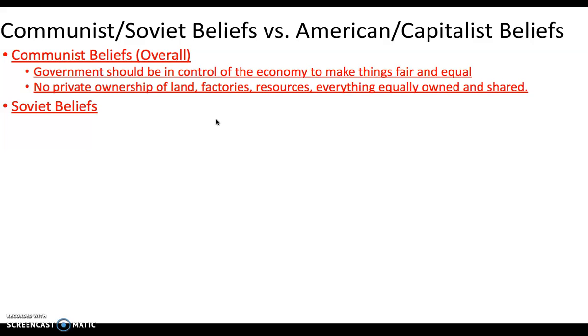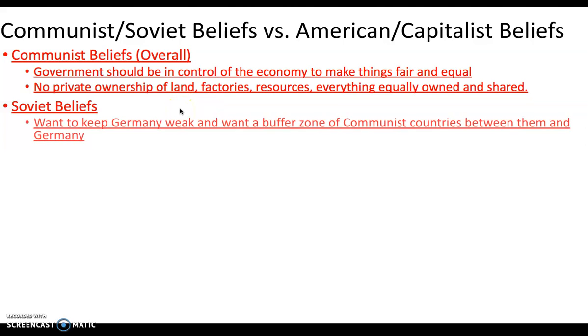So within our own belief systems here with the communists, you have the actual beliefs of the Soviet Union. Because of course, in the Soviet Union, while the government is in control of all this, there is still private ownership. But overall, what they are looking for is to keep Germany weak. They are very frightened of a very strong German nation, and they want a buffer zone of communist countries between them and Germany. In case Germany ever becomes strong again, they want a number of countries that will have their back to ensure that the Soviet Union, Russia, is not the target for a third straight world war, because Russia has been devastated by the two previous ones. That is what they want to avoid the most.